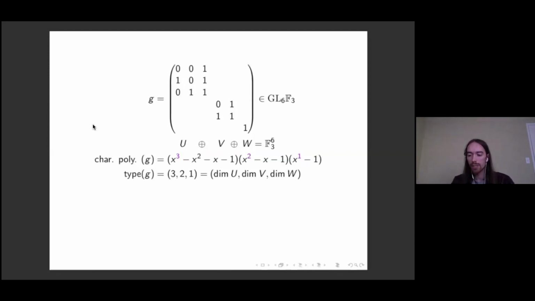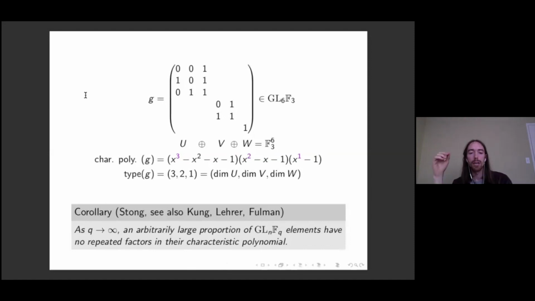Now this matrix has another really special property, which Stong talks about in the conclusion of one of his papers, but also there's some other people to check out, Kung and Lair and Fullman, for their comments on this phenomenon. The short version of this is that the regular semi-simple variety is dense. At least enumeratively, for GL_n(F_q), as q gets large, there's an arbitrarily large proportion of elements that have no repeated factors in their characteristic polynomial.